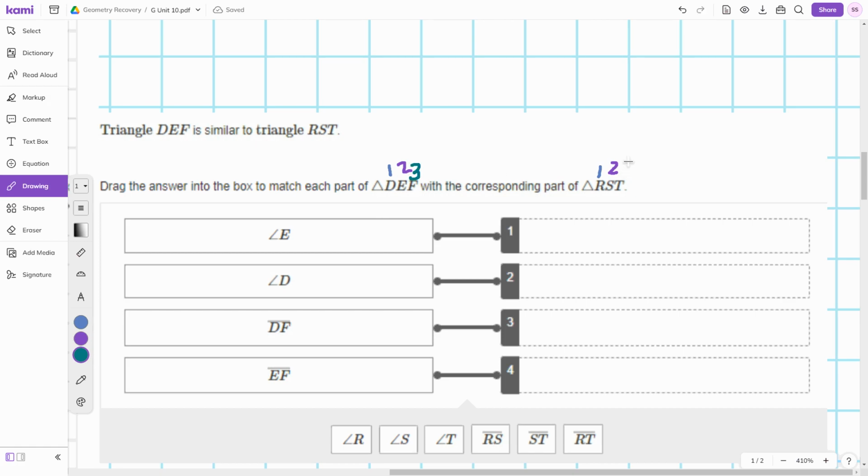F is 3, T is 3. There it's going to correspond. So E is going to be with S. E is going to be with angle S. Angle D is going to be with angle R.